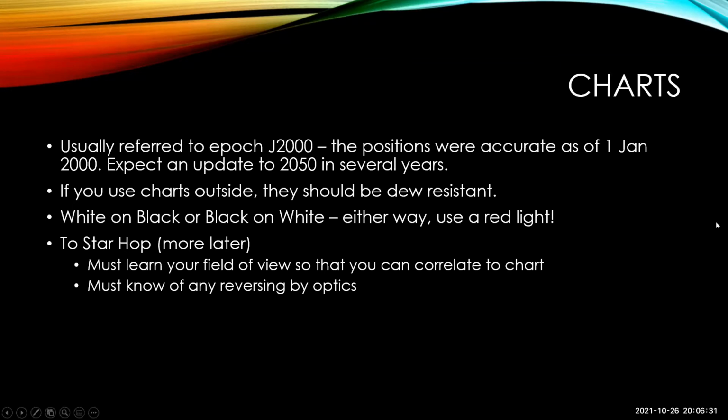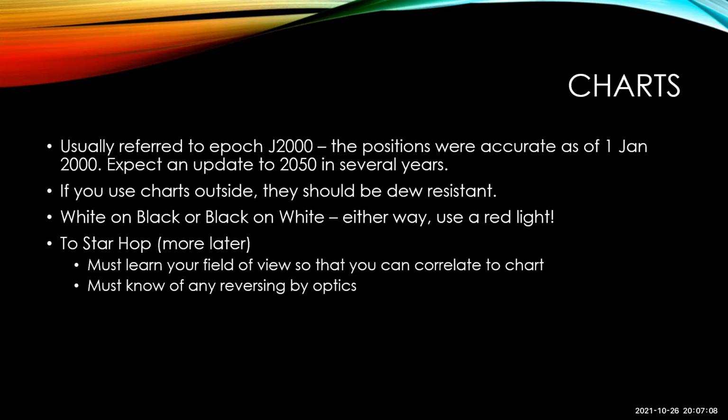Okay, so charts, the meat of the talk. Usually the charts we see these days will say something about J2000 on them. And that's because when the chart was plotted, the data for the stars and the deep sky objects were referred to the epoch J2000. That means they were accurate in the sky as of January 1st, 2000. Do they move? Yes, they do. They meaning the stars.